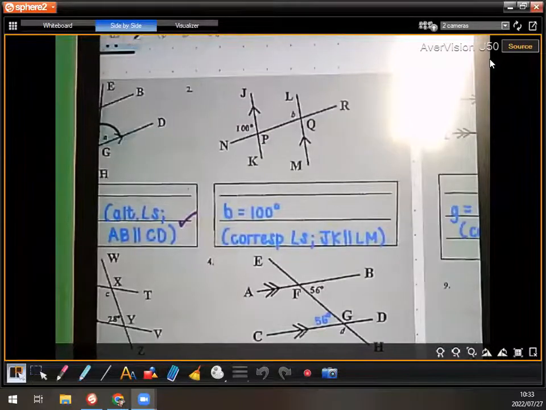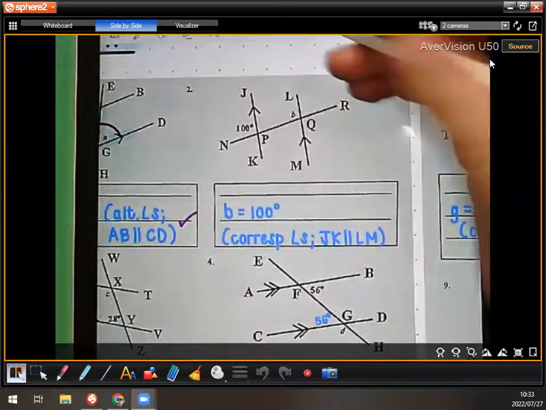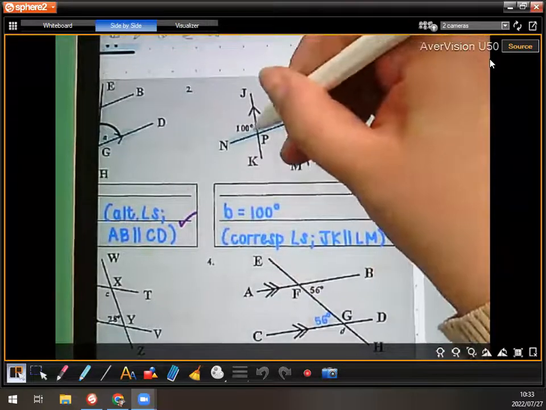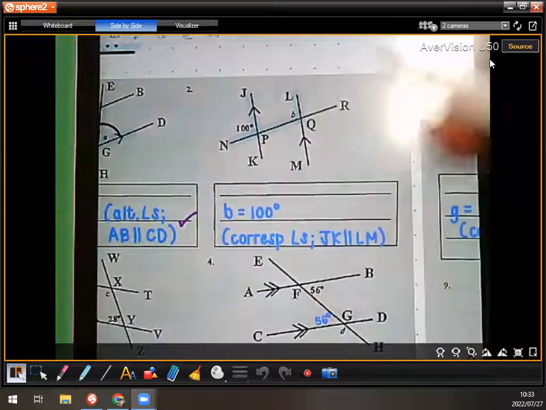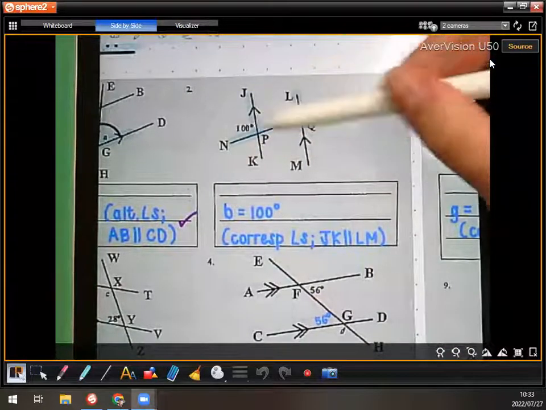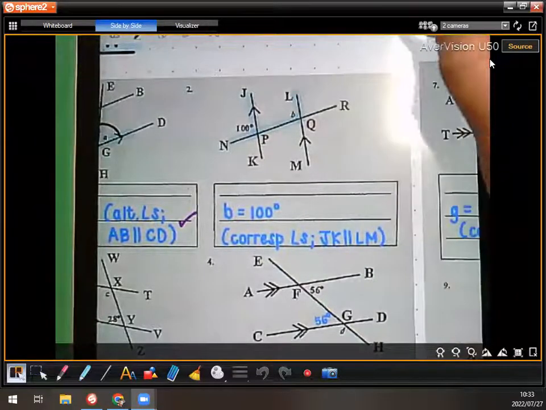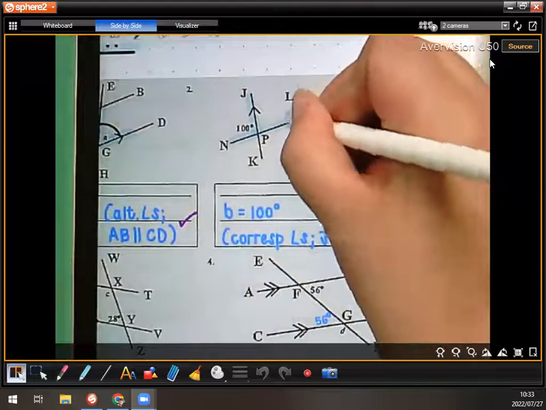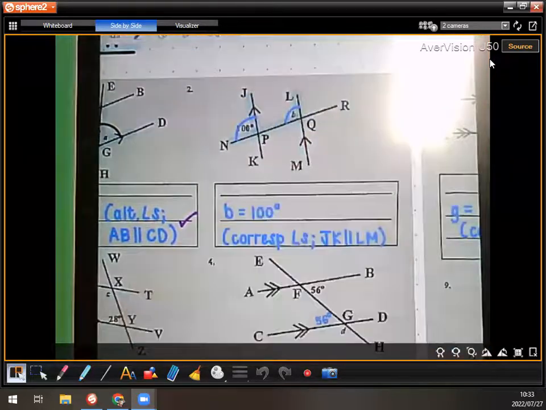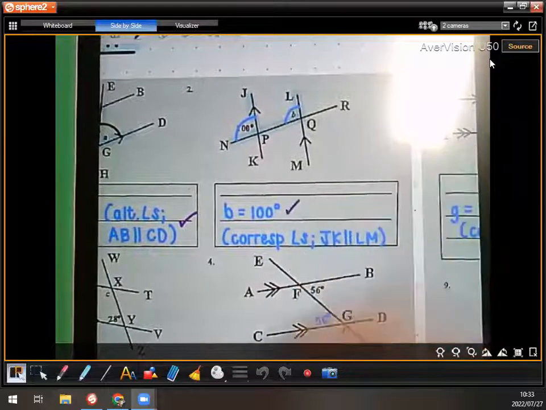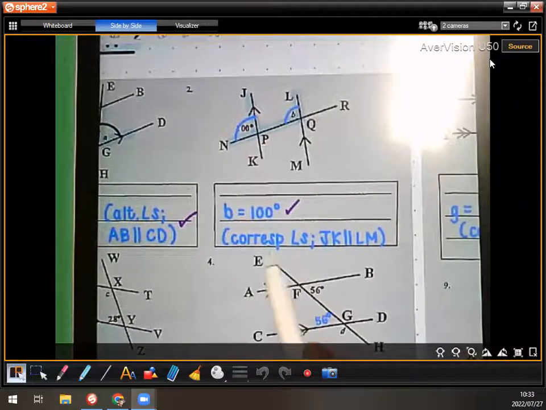Let's look at number 2. So for number 2, there was an F shape, right? And the lines forming the F are parallel. So we can say that these two angles are going to be equal to each other. Again, one mark if you say B is equal to 100 degrees. And then the F shape is corresponding angles.